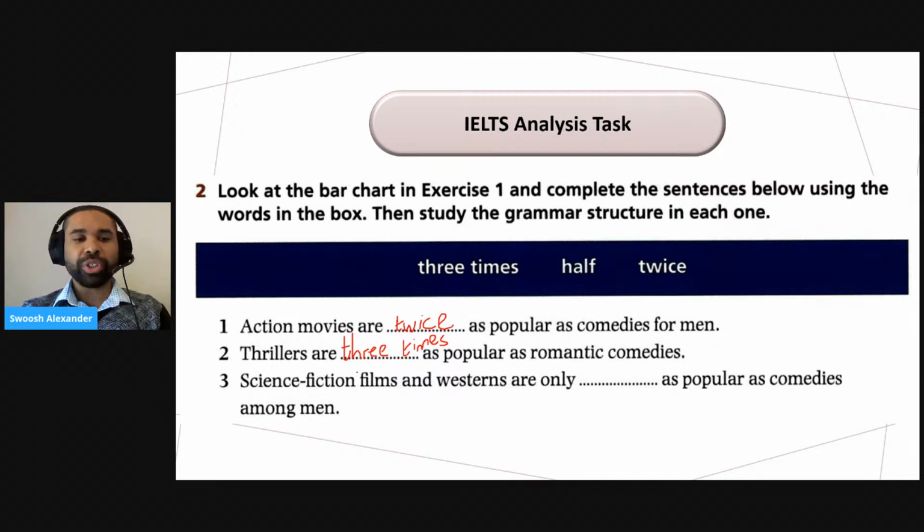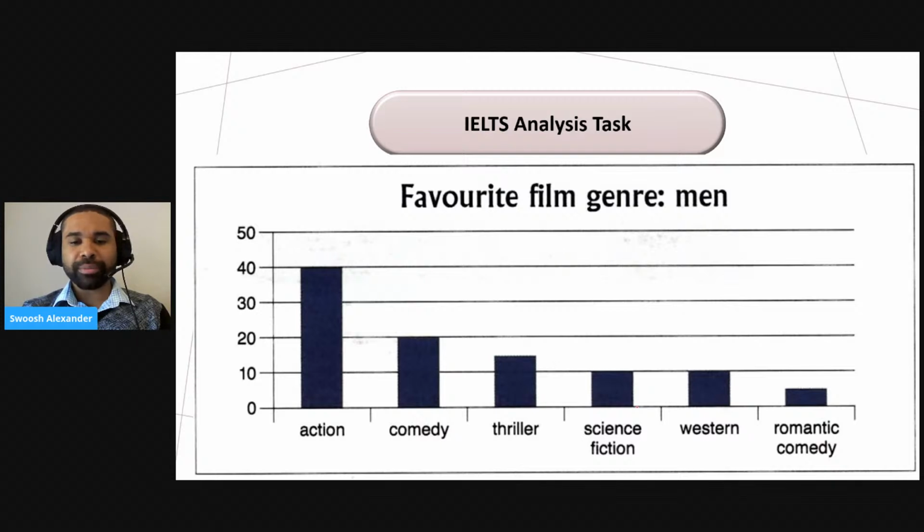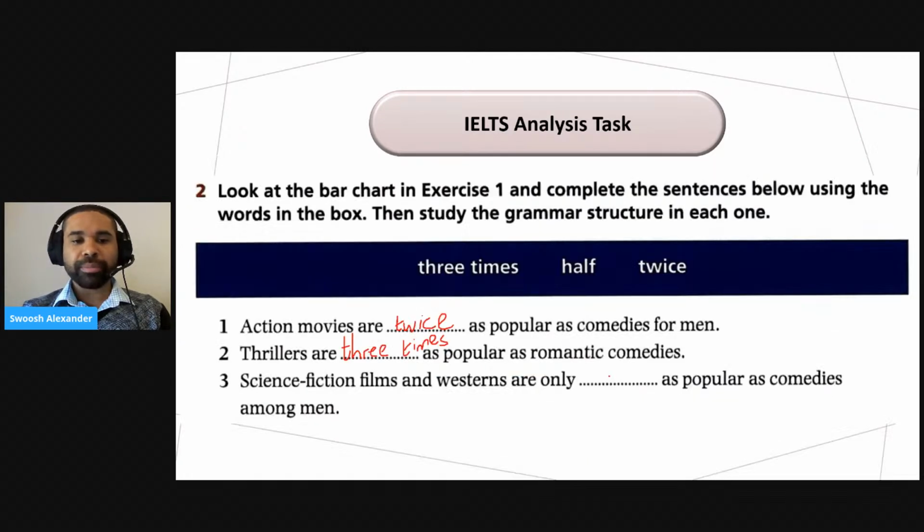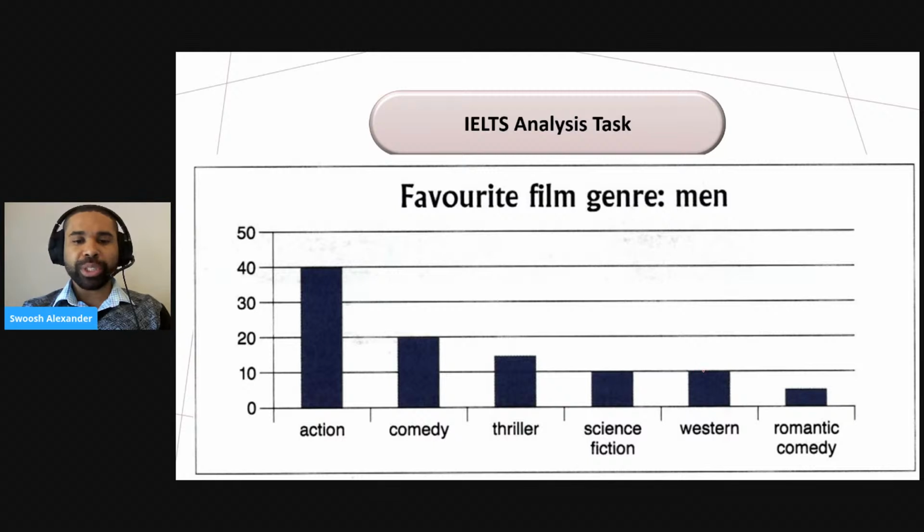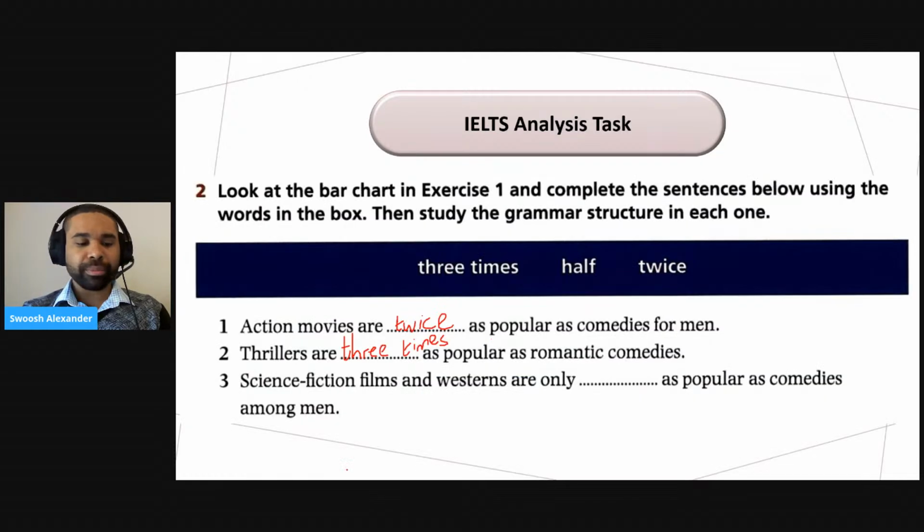Okay, and finally for number 3, science fiction films and westerns are only, well, we've only got one option left, but let's make sure it is correct. So we're comparing science fiction and western films with comedies. And we can see that with science fiction and western, we have the value of 10, comedies has the value of 20. Therefore, the answer must be half. That's the only option we have left remaining. And it also turns out that this is true. Science fiction films and westerns are only half as popular as comedies.